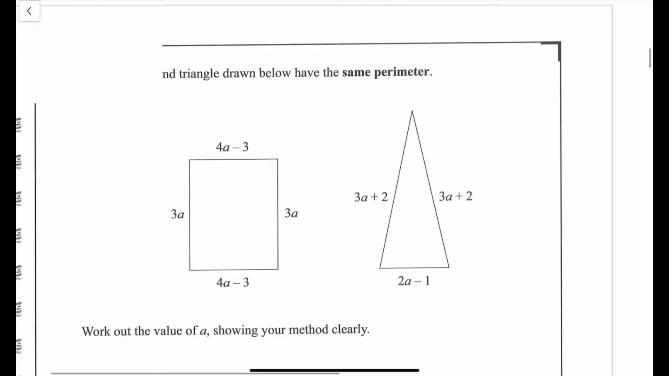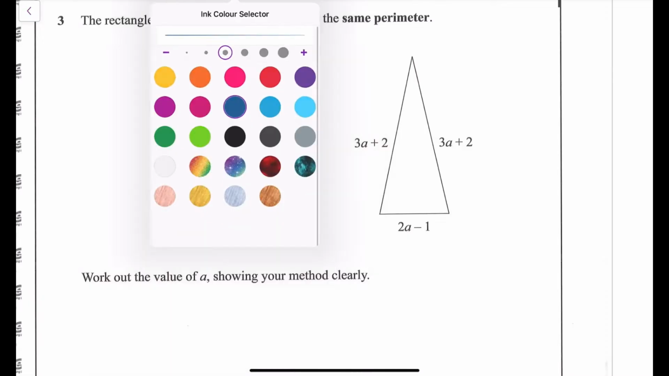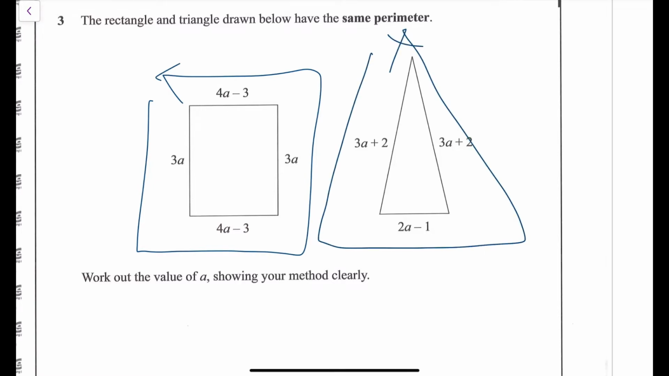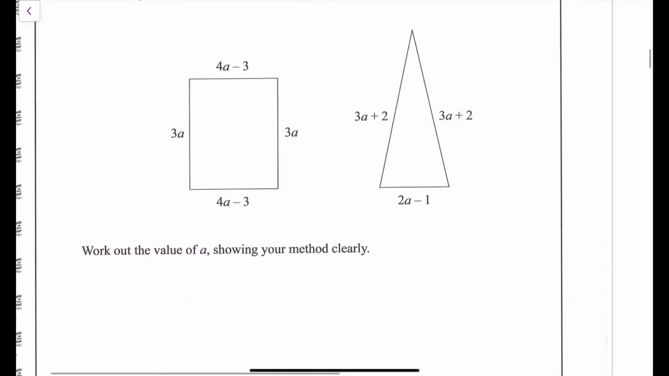Okay, right. Next one, it says the rectangle and triangle drawn below have the same perimeter. Remember what perimeter is. Perimeter is just the length around the outside. So this length around this outside must be the same as this length around the outside. That is it. So it says work out the value of A.